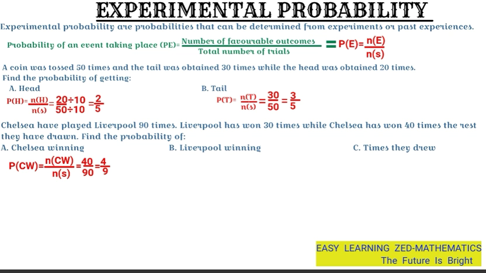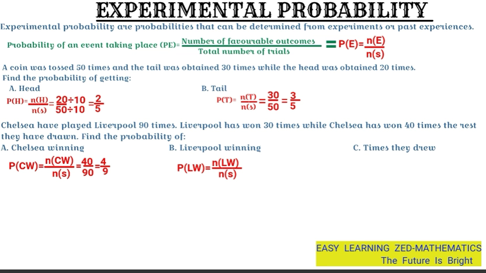Okay, now let's look at question B, which is Liverpool winning. So what is the probability of Liverpool winning? We are saying probability of Liverpool winning is equal to the number of times Liverpool has won over the total number of times they have played the games. So Liverpool has won how many games?